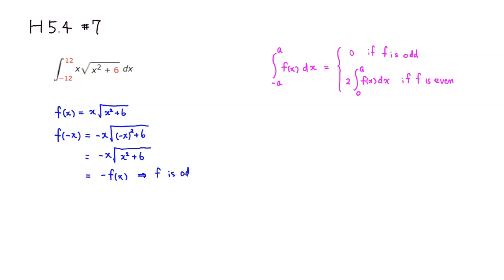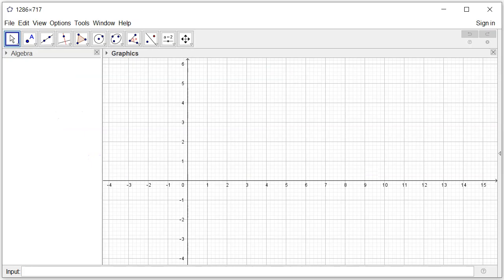If you get positive f of x, it's even. If you get negative f of x, it's odd. So in this case, it's an odd function, and the answer is very easy. If you have an odd function from negative 12 to positive 12, it's going to be 0. So why is that? Let's sketch the picture.